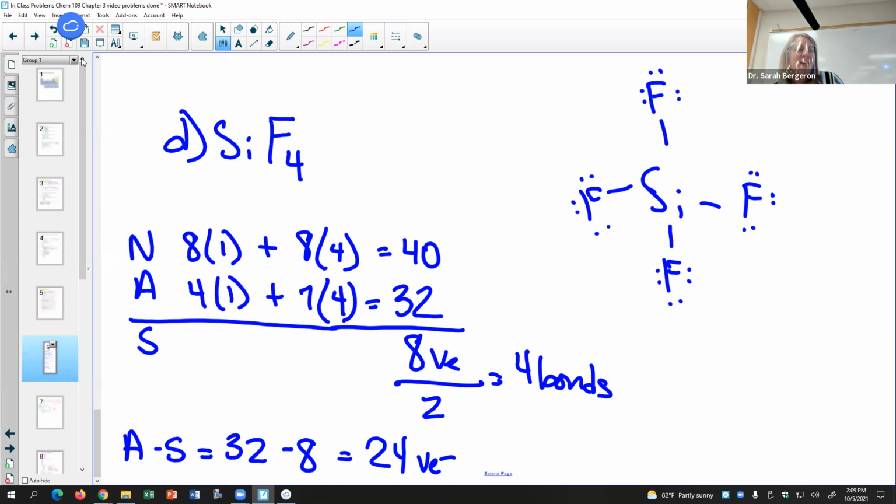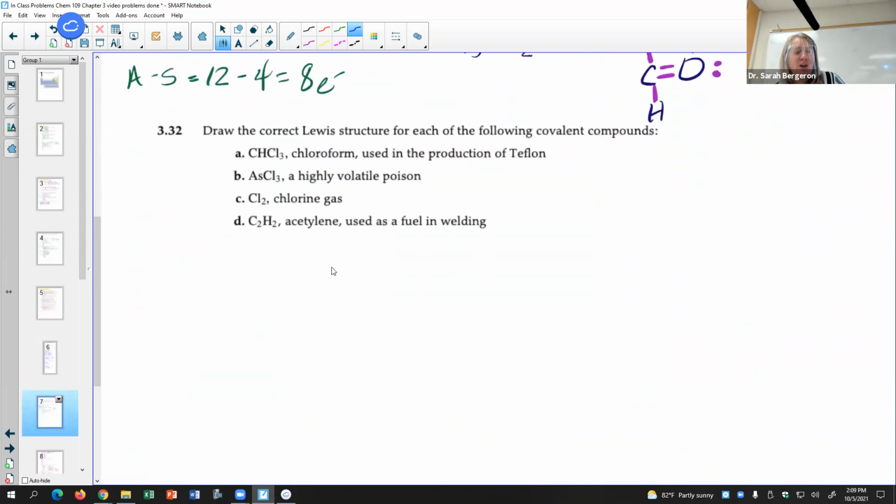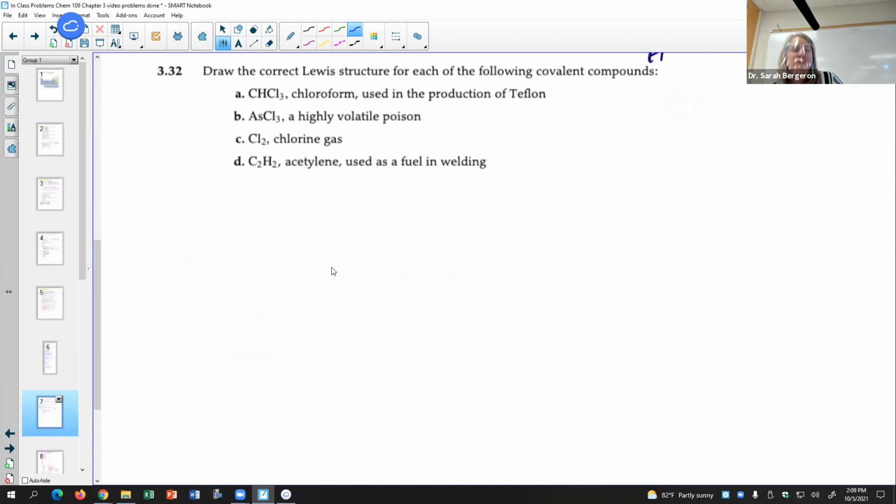Y'all got this. Totally. All right, so let's do a few more. All right, draw the correct structure for each of the following covalent compounds. Chloroform. All right, A. So CHCl3.